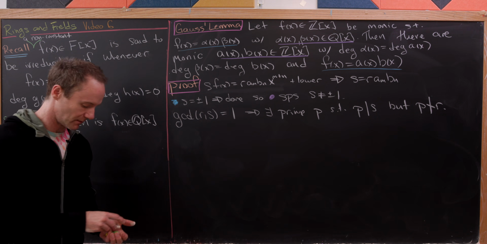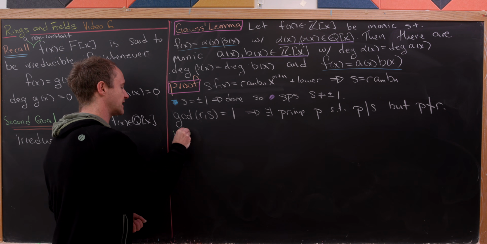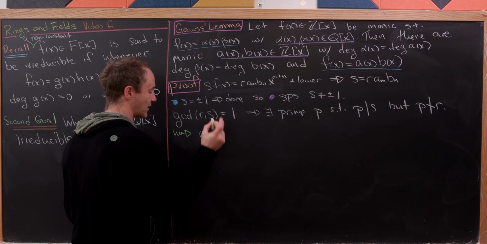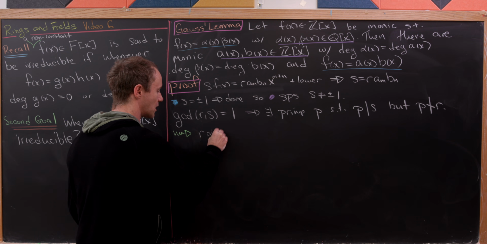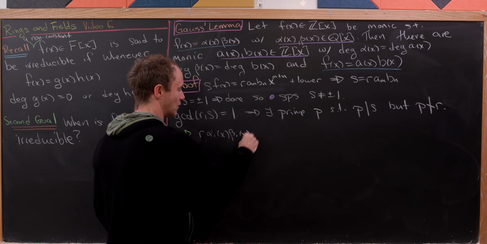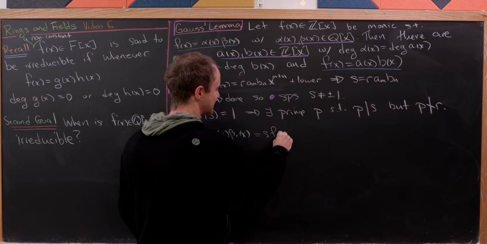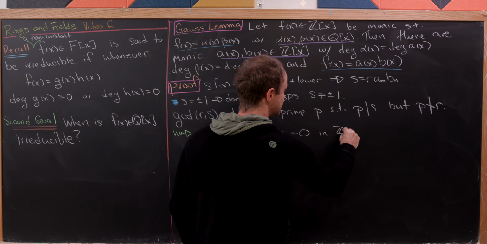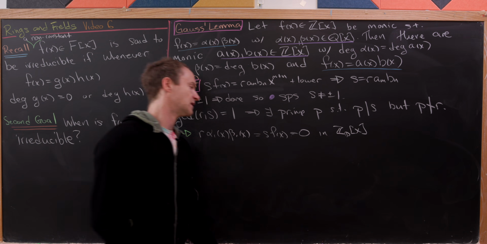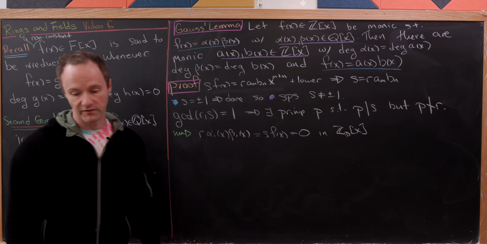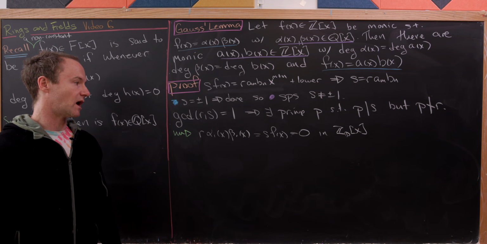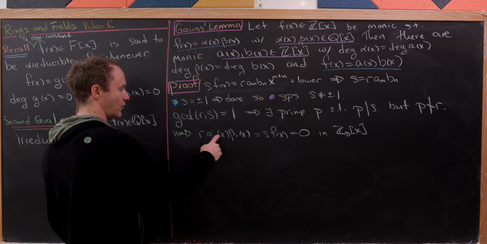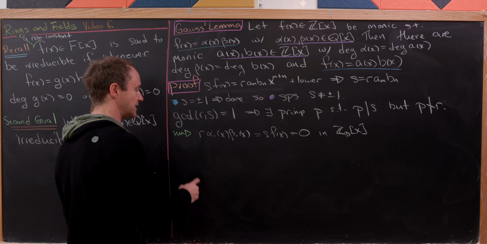Now we're going to take the equation which was the parent of this top equation and reduce it mod p. Here I'll put a squiggly arrow to mean we're reducing mod p. Let's recall that that parent equation was r times alpha 1 of x times beta 1 of x equal to s times f of x, but that's equal to 0 in Z_p adjoin x, because s is a multiple of p and we're reducing mod p.